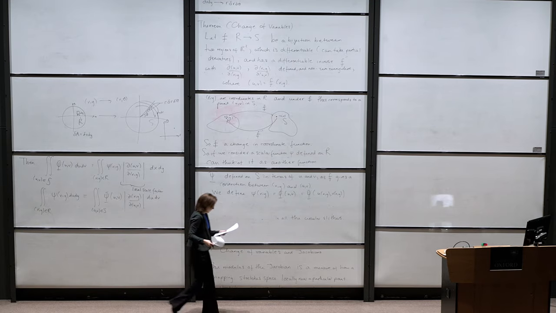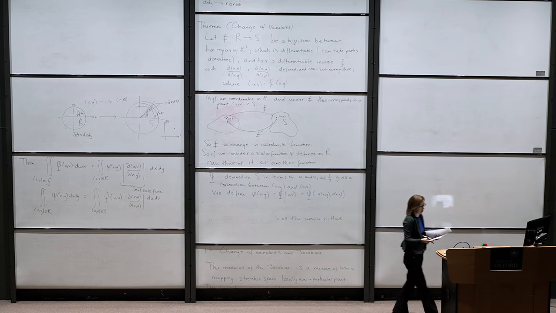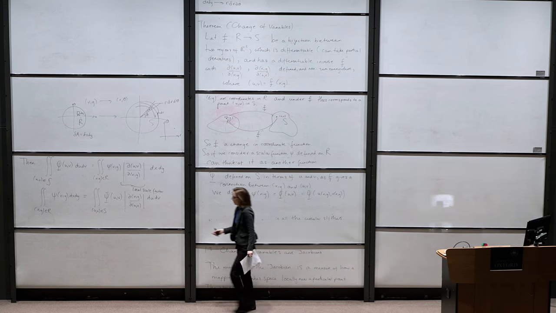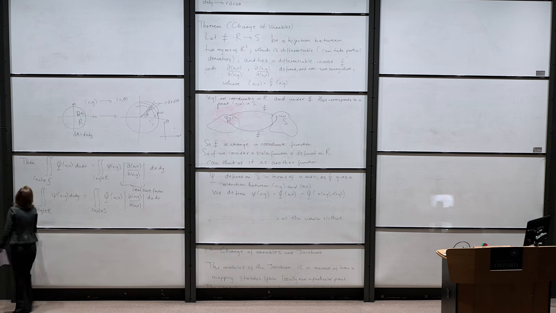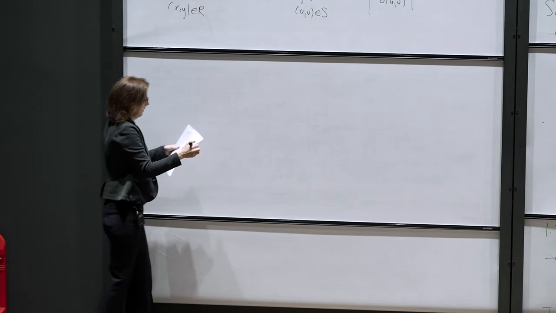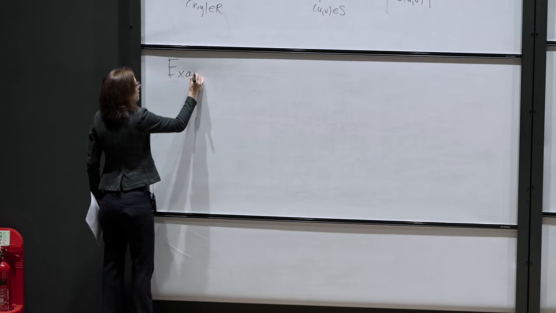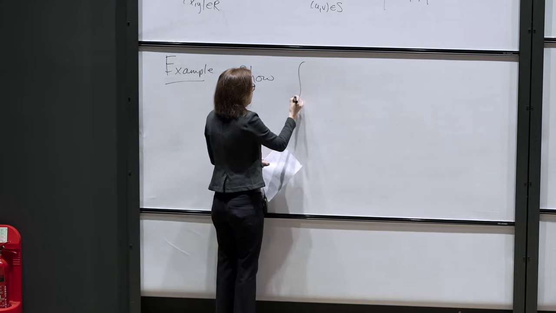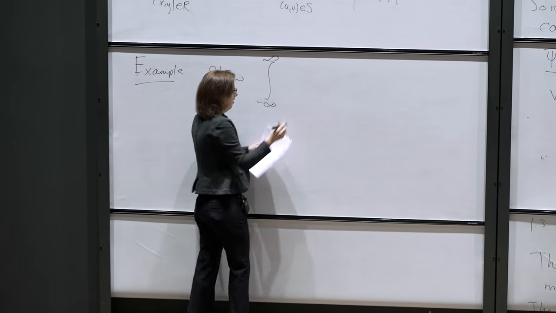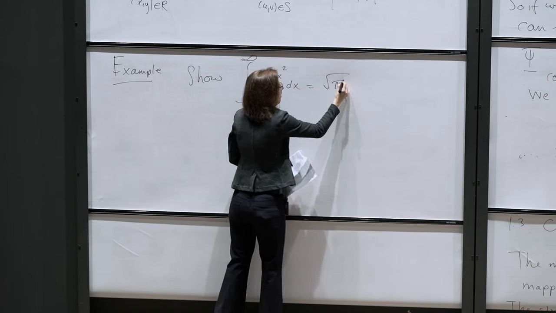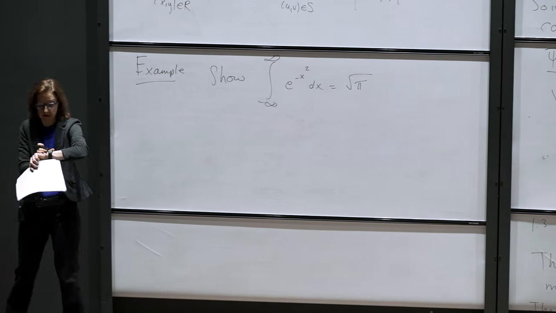So this is the theorem we're going to use, and if you look in your online lecture notes, you'll see a sketch of the proof if you're interested. But what I want to do now is just give an example of this in action. Suppose I want to show that the integral from minus infinity to infinity of e to the minus x squared dx is equal to the square root of pi. So can we show that?